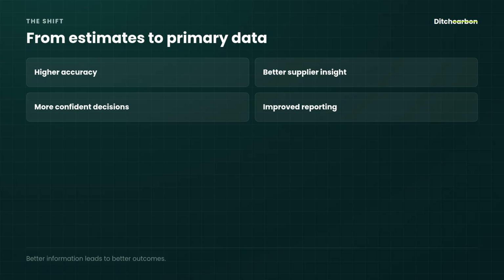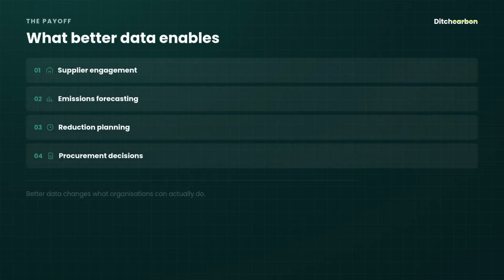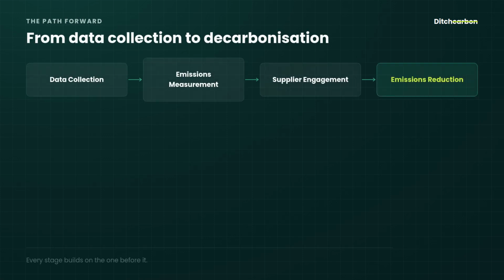Better information leads to better conversations with suppliers, better procurement decisions, and ultimately, better decarbonization outcomes. And that's the real payoff. Better data enables sharper supplier engagement, more reliable emissions forecasting, reduction planning based on real priorities, and better procurement decisions before contracts are even signed. This is what better data actually changes inside an organization.